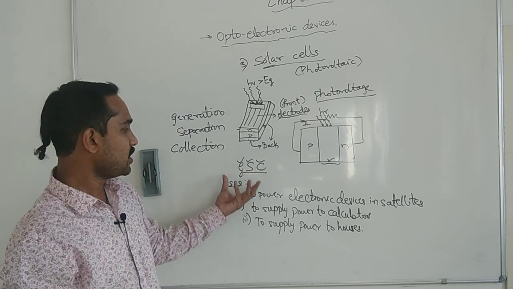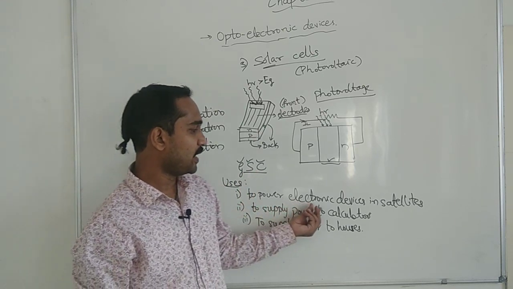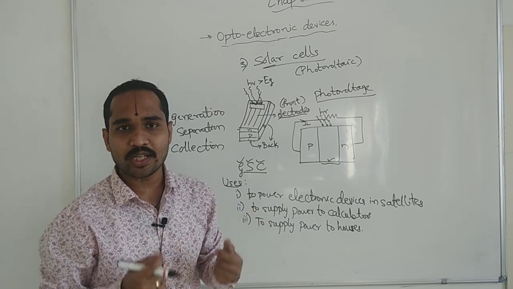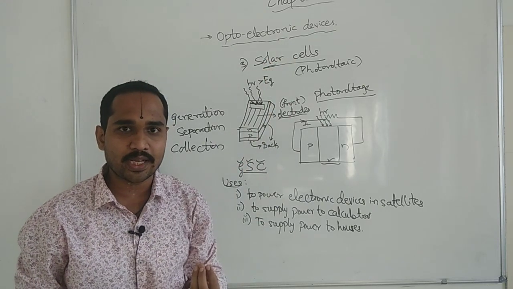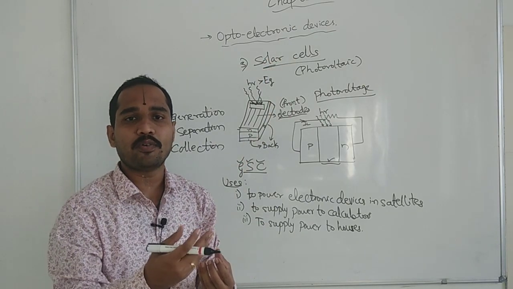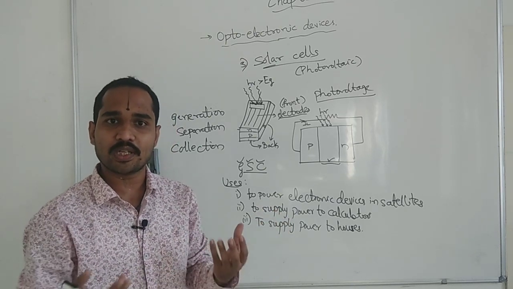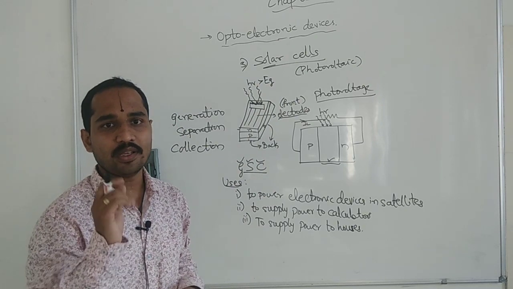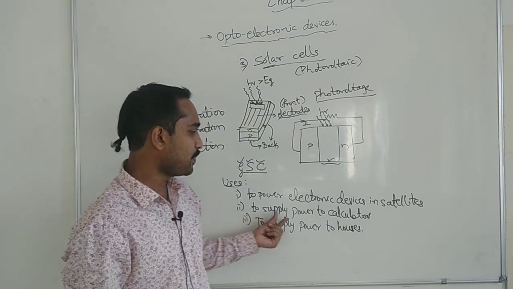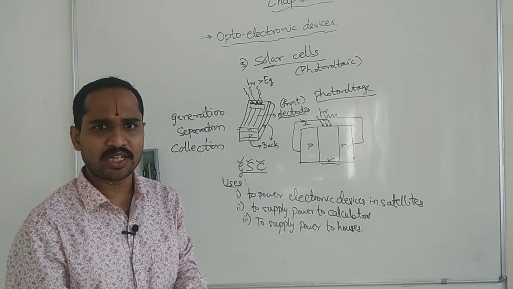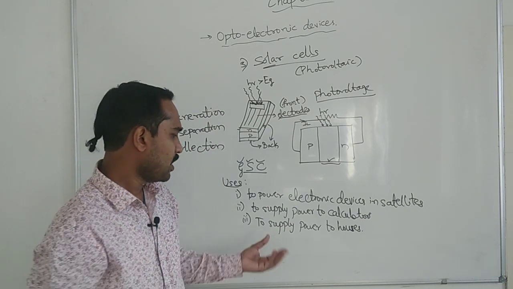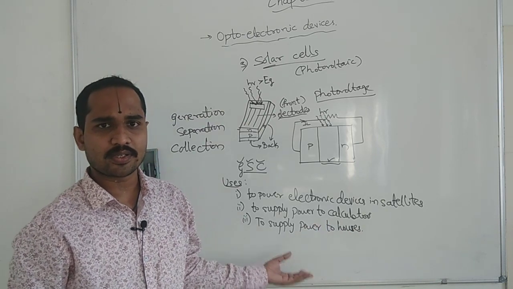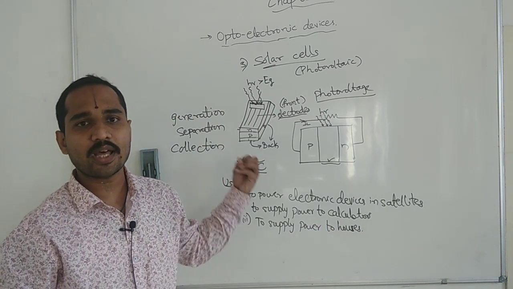Okay, now the uses: you can see it used to power the electronic devices in satellites. In satellites, you do not have a battery to connect. You have to tap the solar energy and give the power to the electronic devices situated in the satellite, isn't it? For that, these solar cells have to be used in the satellite. Then to supply power to calculators, some of our devices, solar energy is tapped, and to supply power to our houses, many devices in our houses can also use this solar cell.